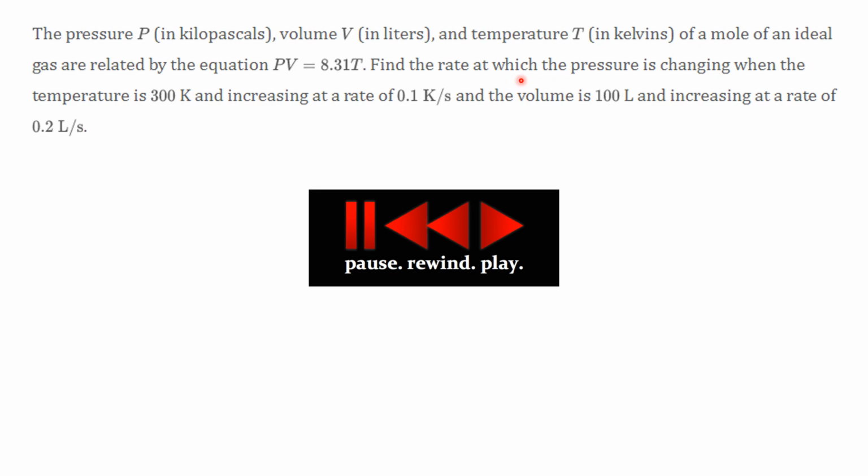So we want to find the rate at which the pressure is changing when the temperature is 300 kelvins and increasing at a rate of 0.1 kelvins per second, and the volume is 100 liters and increasing at a rate of 0.2 liters per second. Now, this is going to be the derivative with respect to time, of course. So we're going to have to use partial derivatives and the chain rule. Okay, so you know what to do. Let's see how you did.